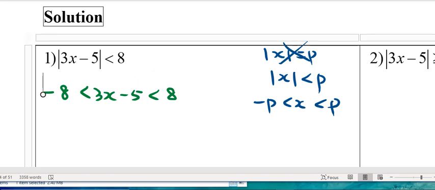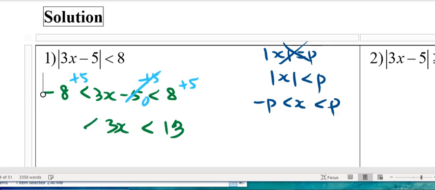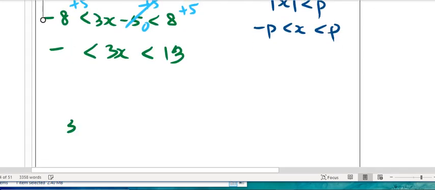Simplify by eliminating the negative 5. So this is negative, so your sign will be positive, right? So eliminate it. So you have 3x, 8 plus 5, you have 13. Negative 8 plus 5, you got negative 3.